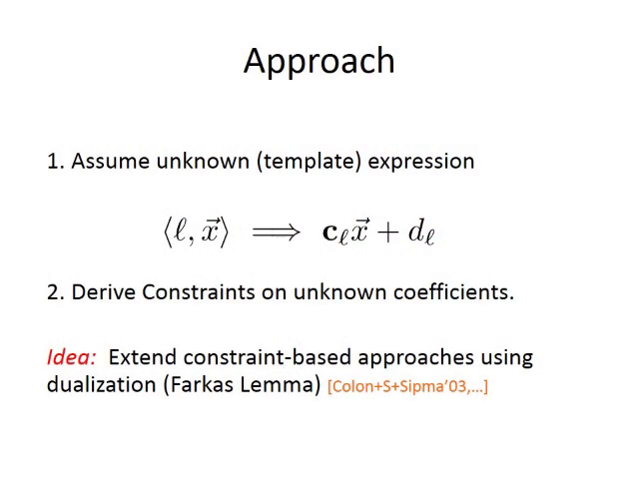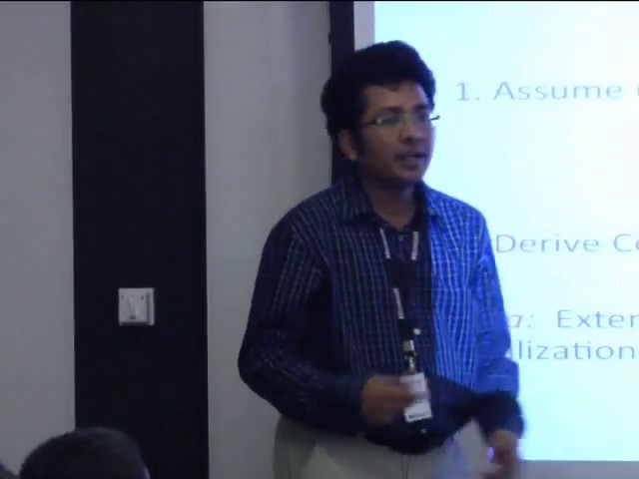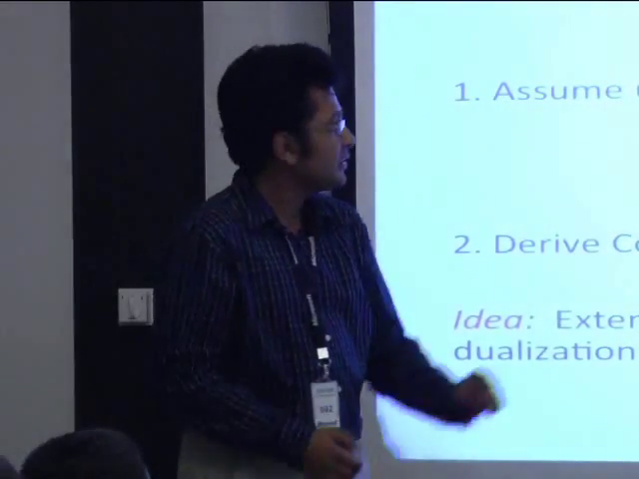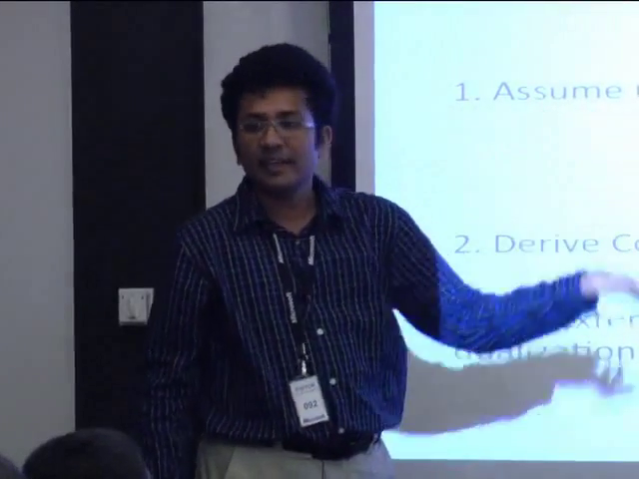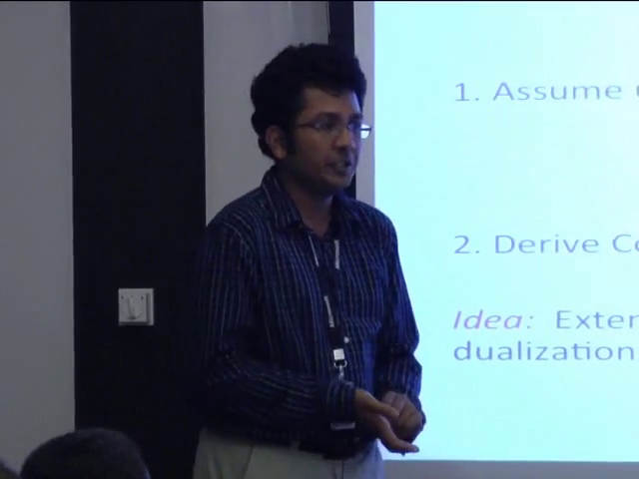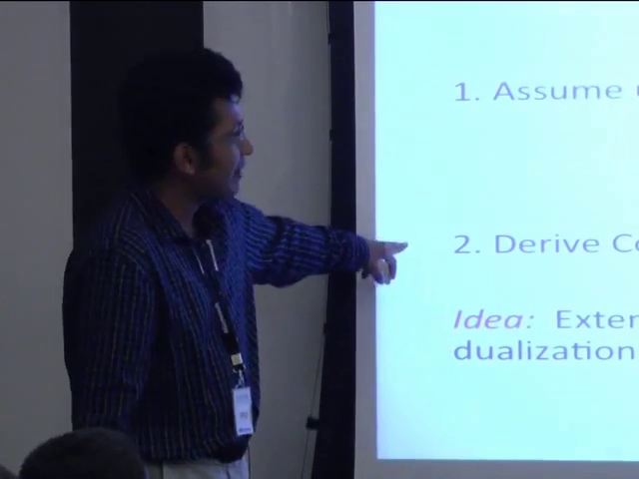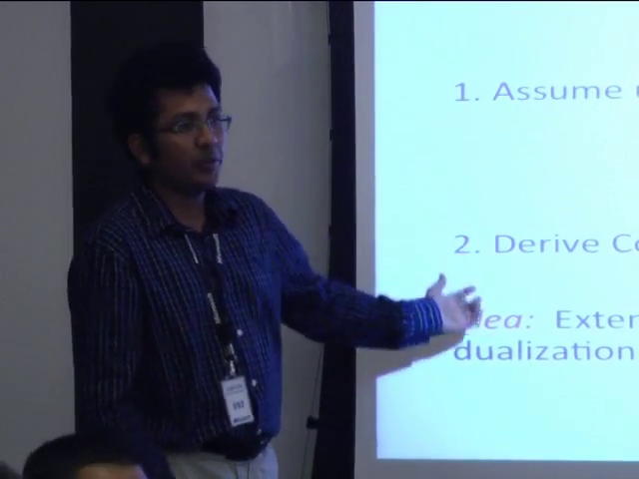Well, we do the standard trick: assume a template expression for the martingale. So at every location L, assume that there's an unknown expression c_L of x plus d_L. It's a linear expression in this case. Otherwise, you can use a nonlinear expression if you so wish. But you have to templatize it. That's how we discover it, and then derive constraints on the unknown coefficients. That's how we do it.